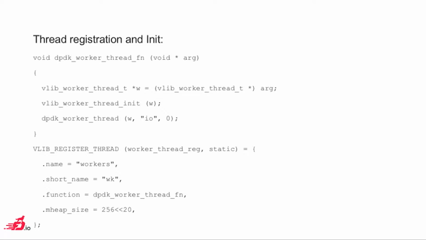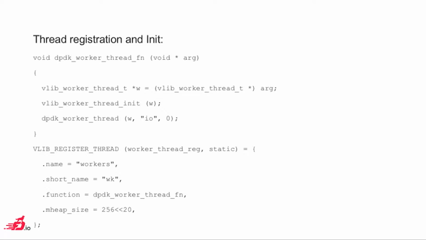And whatever you actually use in the macro as a short name, it will be used in the startup config. So you remember that we have command worklist-workers and worklist-io. This is basically this name. So it's very easy to create new type of threads in VPP.